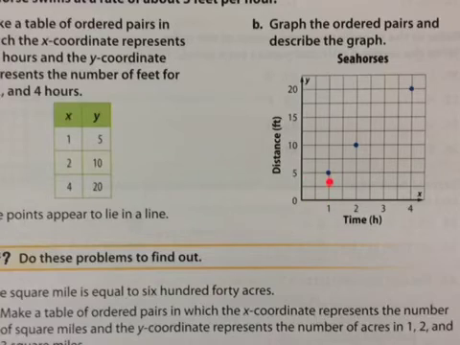So 1 hour is 5 feet, 2 hours is 10 feet, and then 3 hours would be 15 feet, 4 hours is 20. And you can see that we have a straight line that goes right through the origin. This is what we would call a proportional relationship.